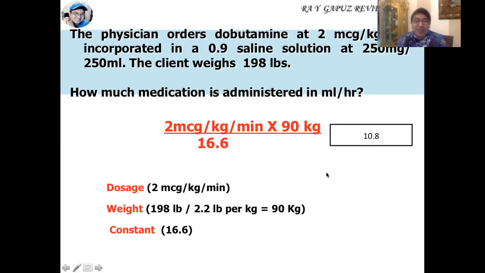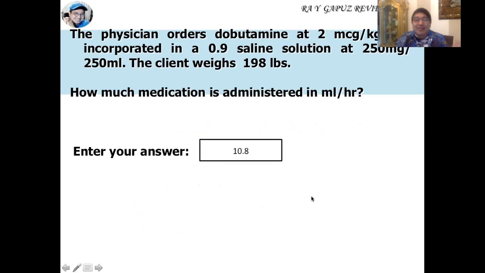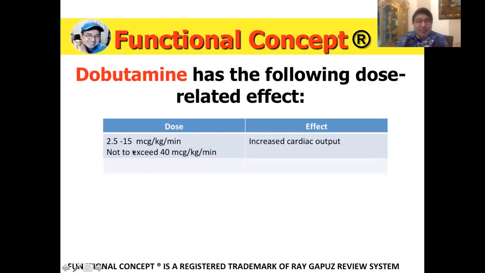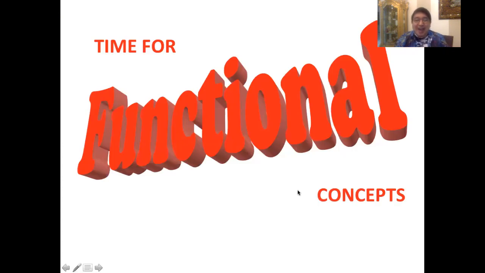But once again, don't end there. Is this within the therapeutic range in terms of the dosage of dobutamine? Okay, and we enter our answer here. Yes, because the therapeutic range of dobutamine would be 2.5 to 15 microgram per kilogram per minute, and it should not exceed 40 microgram per kilogram per minute. So if you're getting more than 40 microgram per kilogram per minute, chances are you're not applying the right solution to the question. So remember the effect of dobutamine, it increases your cardiac output.